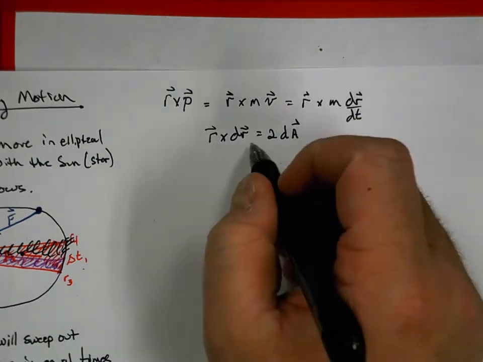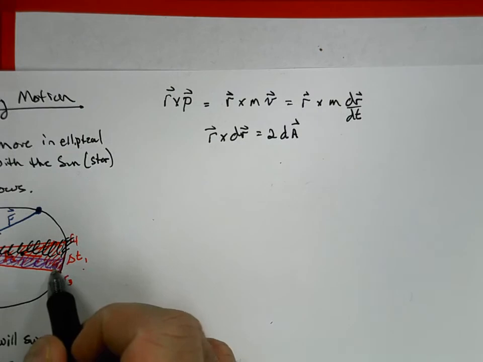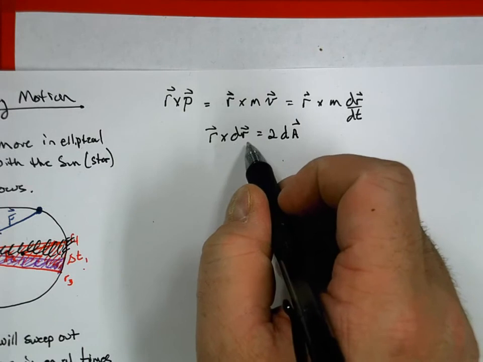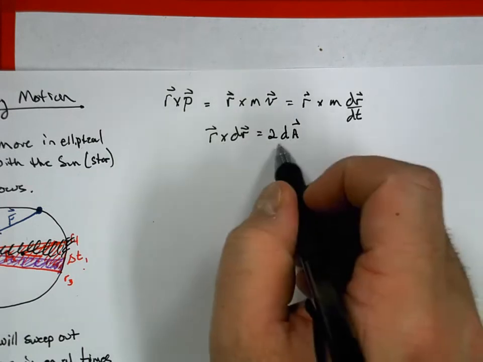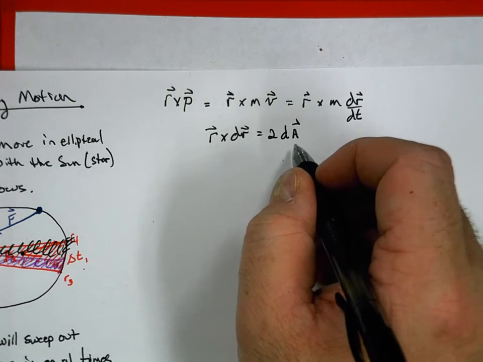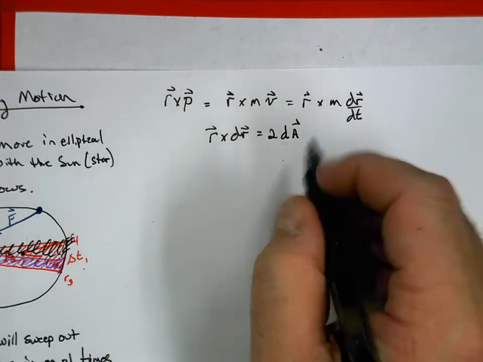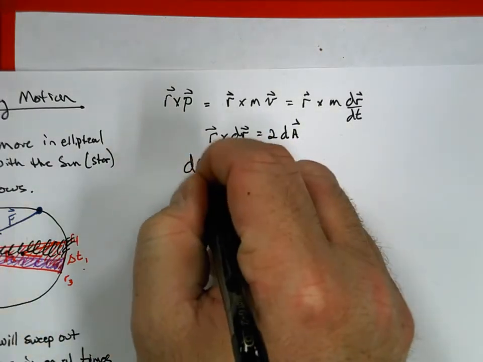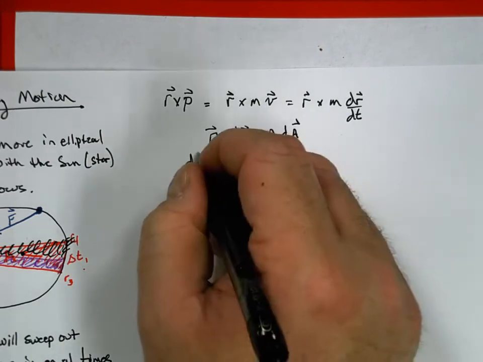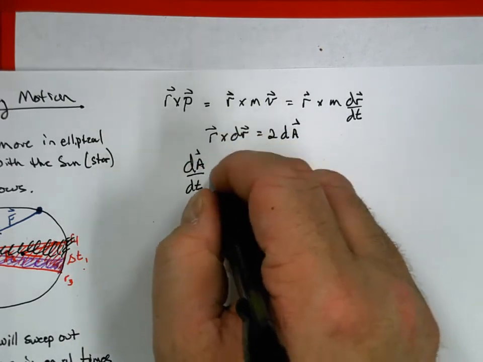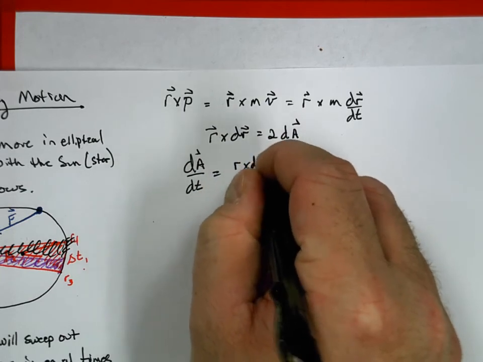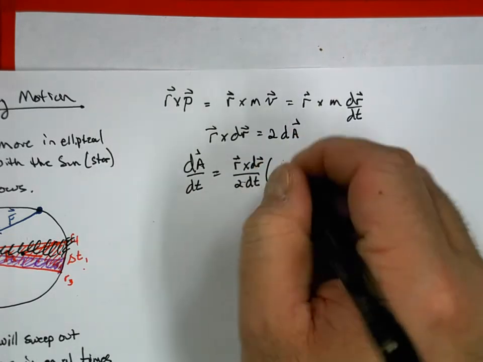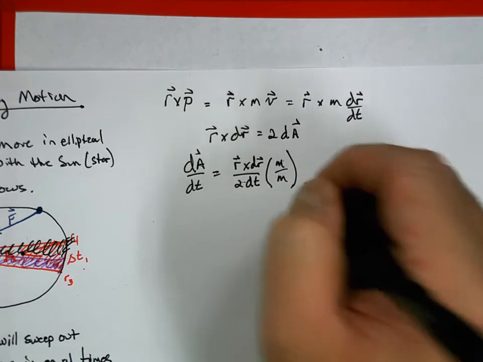Or in other words, we're really looking for a really tiny triangle here, right? And so 1/2 base times height is equal to the area of this triangle. Or if we multiply the 2 over, then 2 times the area of the triangle is equal to R cross dr. That's how we get this 2 dA here. It's this double triangle here. So dA/dt, and area is still a vector, equals R cross dr over 2 dt. And both of these have mass over mass.